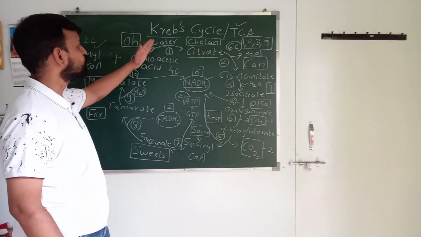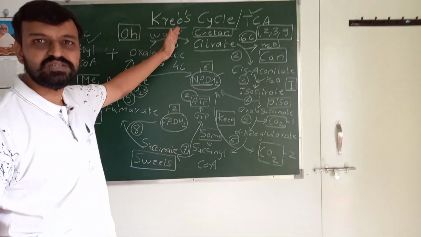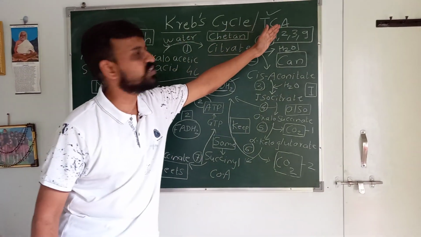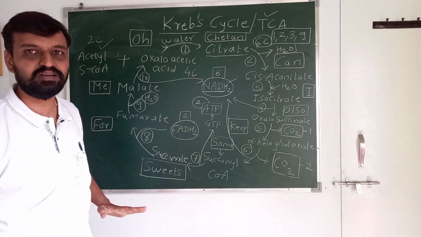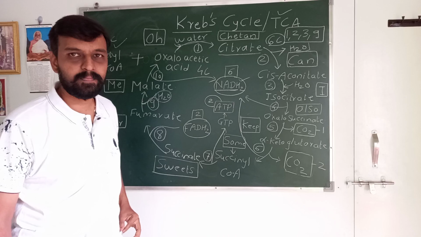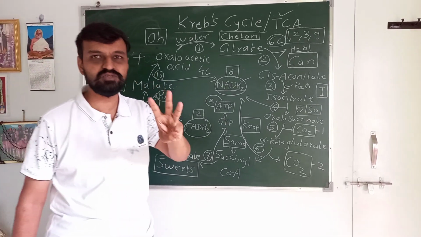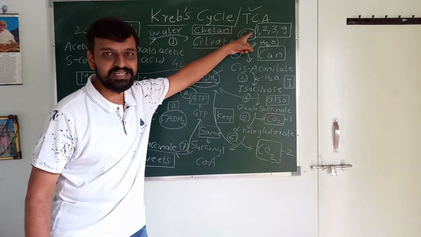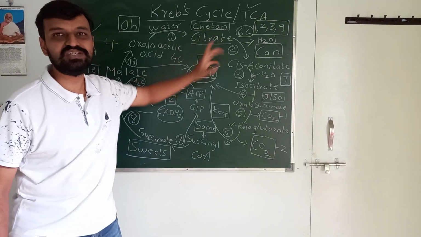Chalo. So, the Krebs cycle is also known as the tricarboxylic acid cycle, TCA cycle. It is also known as the citric acid cycle. So you know that there are three names: Krebs cycle, TCA cycle and citric acid cycle.